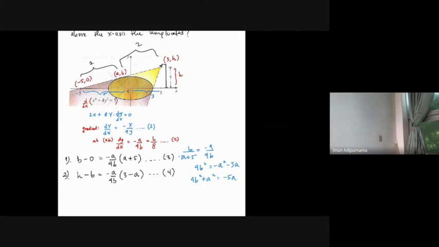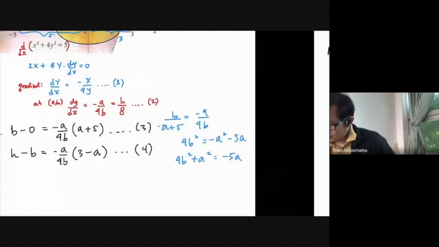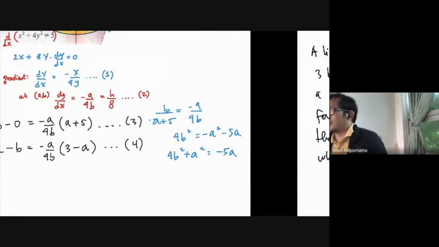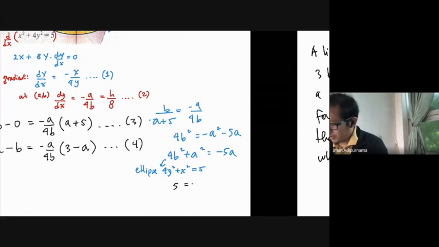See here? It's 5, right? So it's 5, right? Okay. So because the ellipse will be having the same ratio, okay? So from the ellipse, you can write this 5 is equal negative 5a. So a is negative 1.